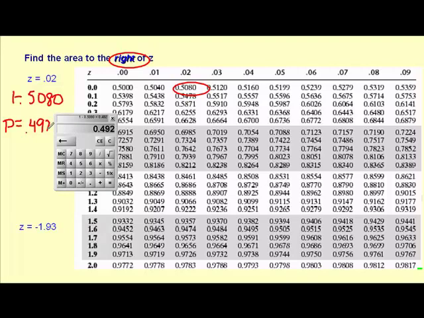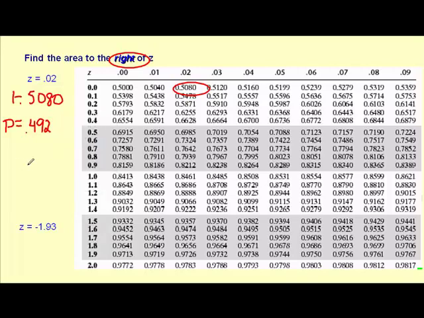I caution you once again to think about what that looks like. A z-score of 0.02 would be very close to the mean. Just a little over half would be to the left, which means just a little under half, 0.492, 49%, would be to the right.